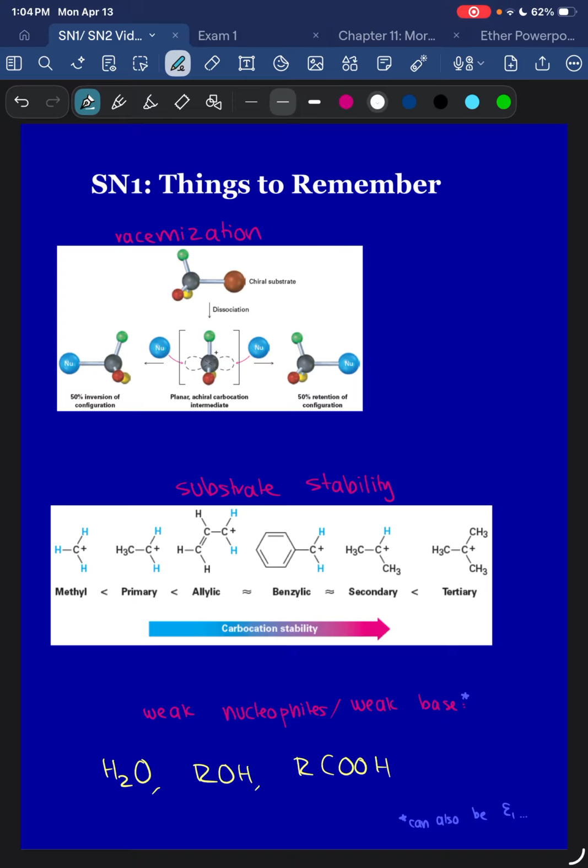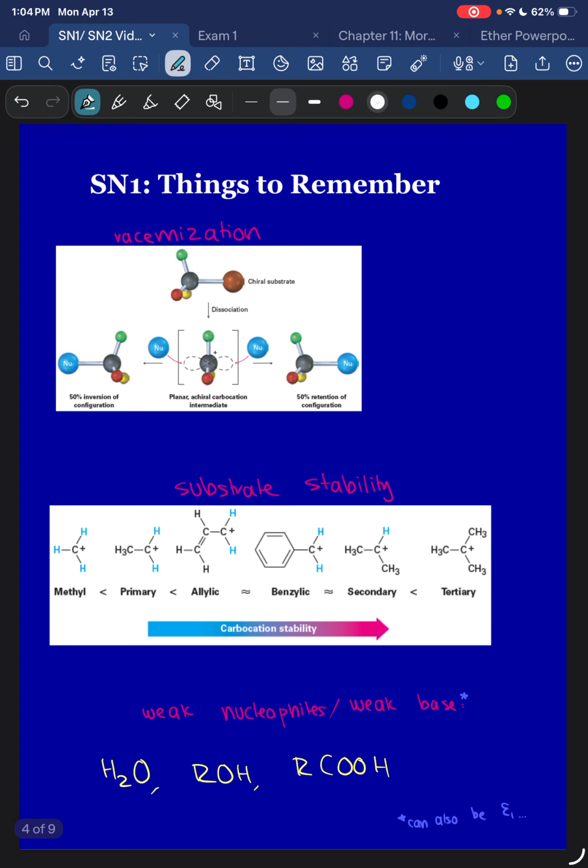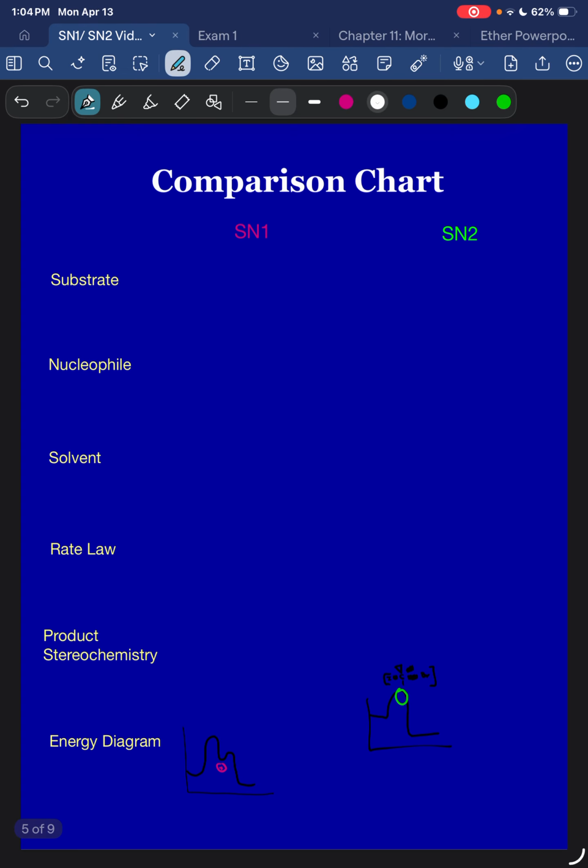With SN1, you want to be aware of weak nucleophiles, so some really common examples are water, alcohols, and carboxylic acids, but we should mention that you are directly competing with E1 when you're involving SN1. And so the distinguishing factor between the two is if there's heat or not. If there's heat, it goes E1. If not, SN1.